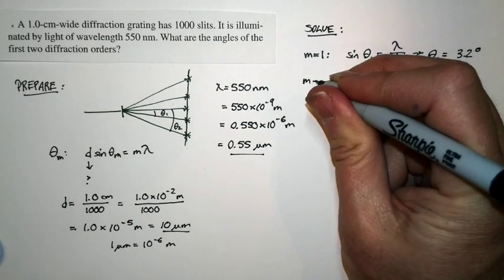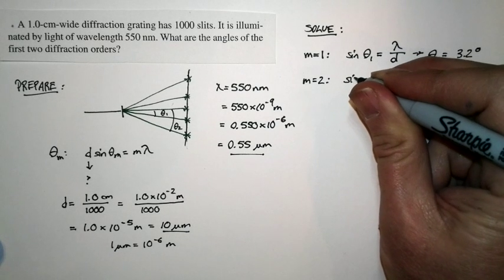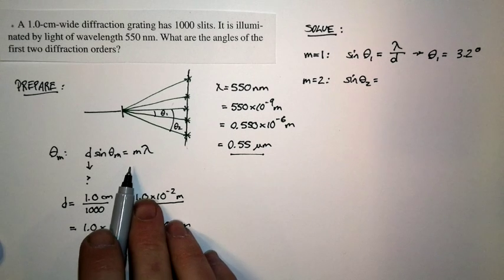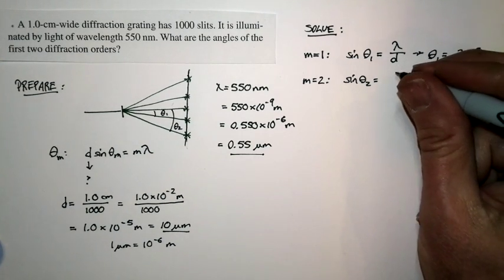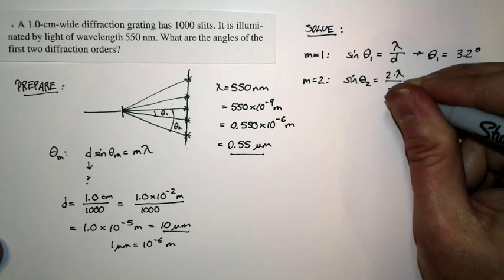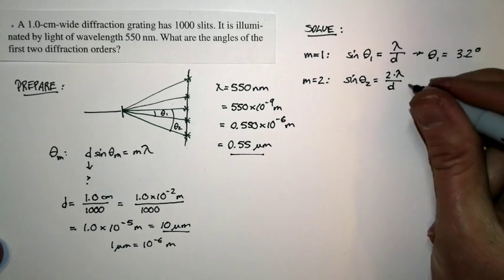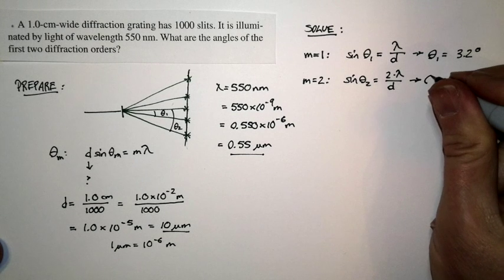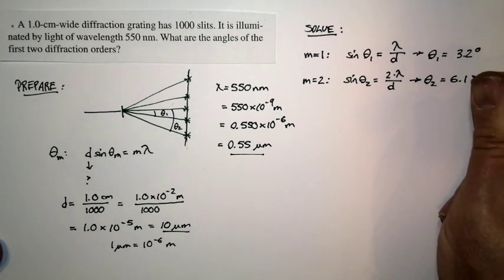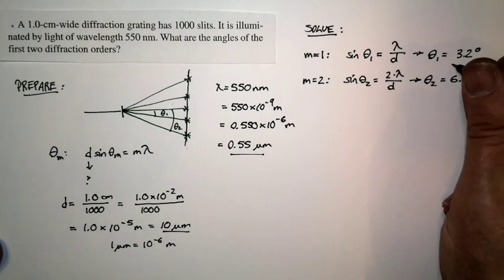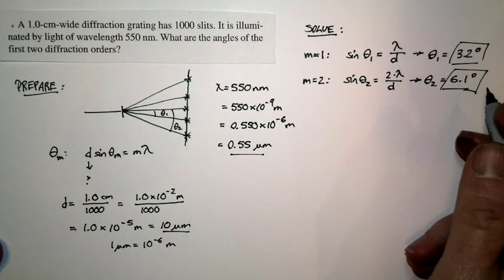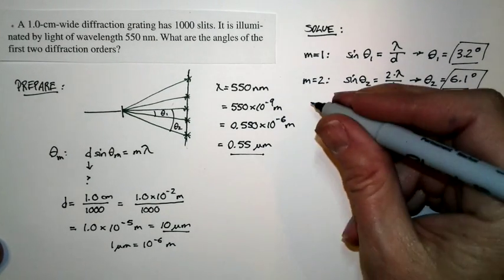For m equals 2, I get the sine of theta 2 is equal to 2 times lambda over d. So it's just double what it was previously. That leads to an angle which is approximately double the previous angle, 6.1 degrees. So those are the angles of my first two orders: 3.2 degrees and 6.1 degrees, to two significant figures.